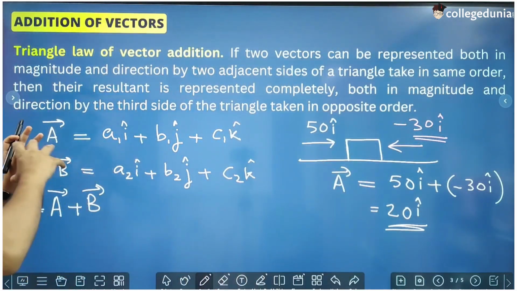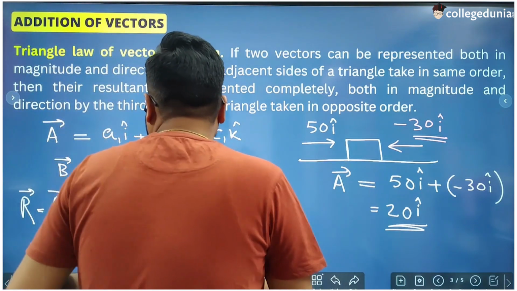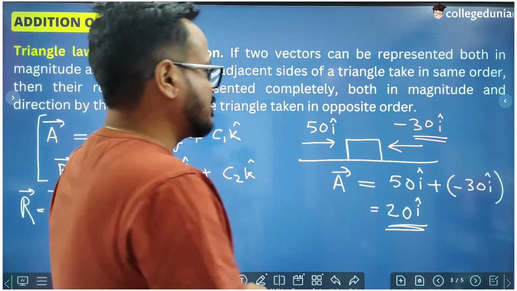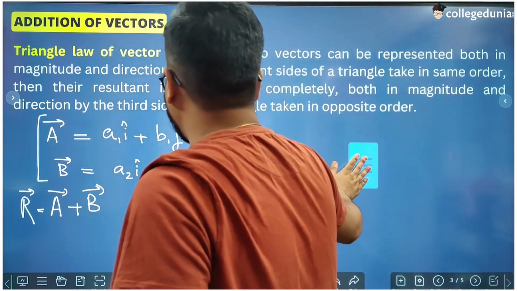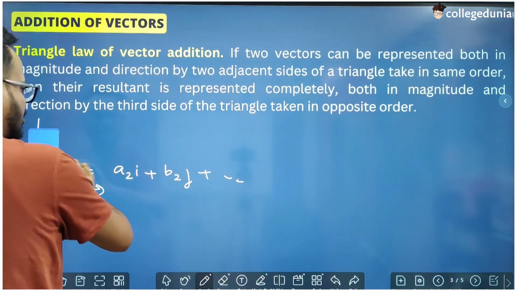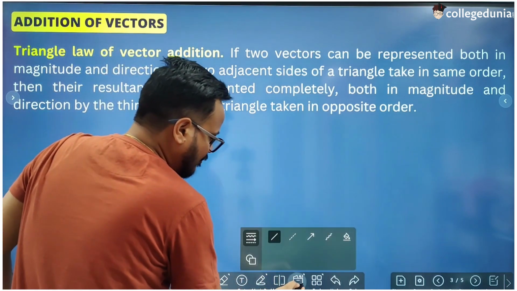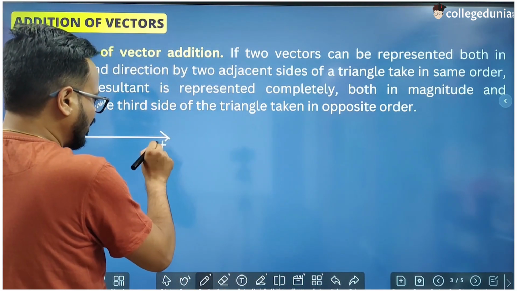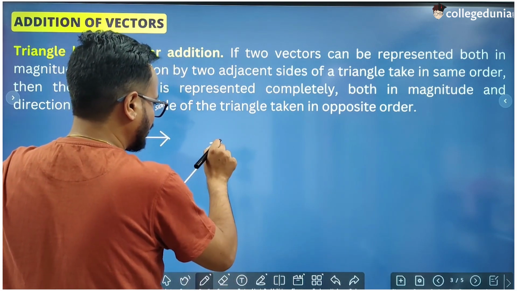But what happens when the two vectors are in any direction? Then the resultant of the two vectors is given by the addition of two vectors, and the direction of the resultant is given by a law which is called the triangle law of vector addition. It simply says that if you want to add two vectors, suppose we have this vector, and we want to add this vector to this, right?